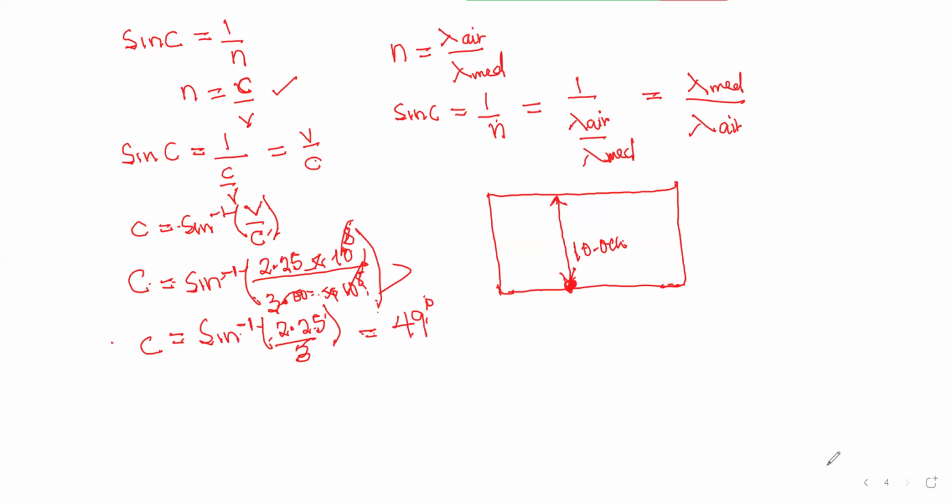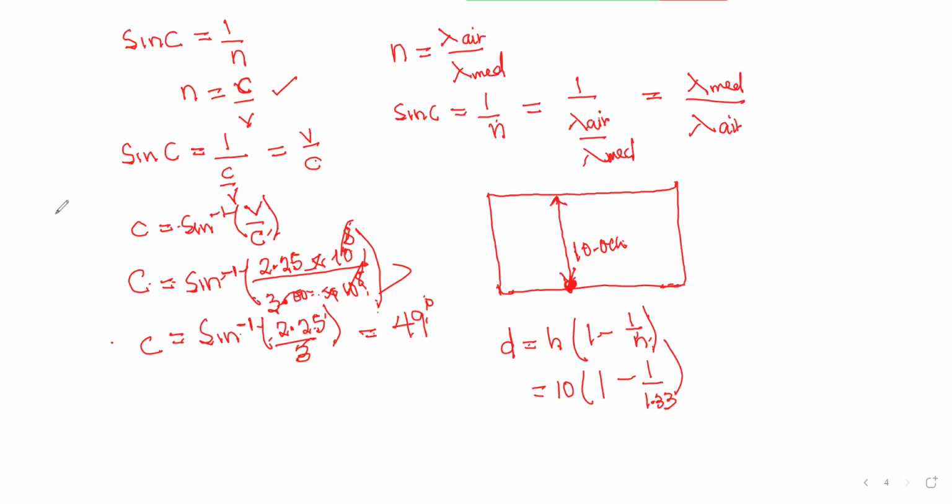So if you use this formula, displacement is equal to the real depth times 1 minus 1 over the refractive index of the liquid. The real depth is 10 centimeters. Then the refractive index is 1.33. This must give you 2 point something. Yes. Okay, 2.48.